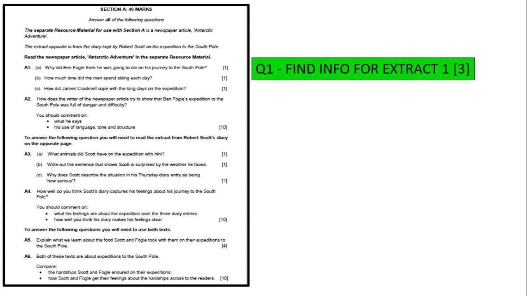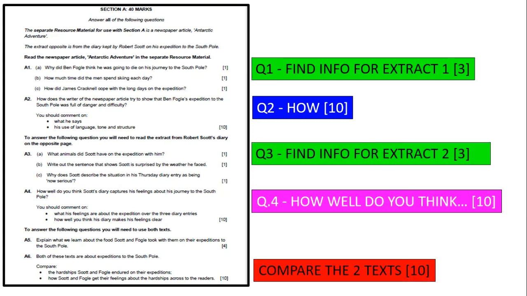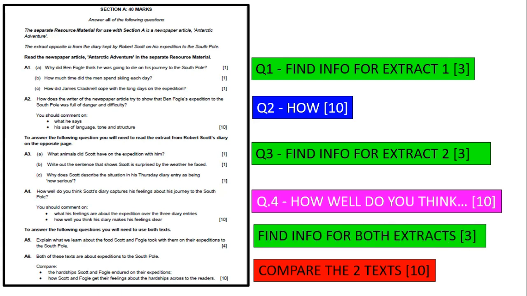So remember, you have 6 questions in the exam. Questions 1 and 3 will be finding information. Okay, so for the different extracts, remember there's 2 extracts in this exam. Question 2 will be how does the writer do something. Question 4 is how well do you think the writer does something. And 5 and 6 we are comparing the 2 texts. In question 6 we're comparing the 2 texts in detail, and in question 5 we're just looking at both extracts and answering a simple question on them.